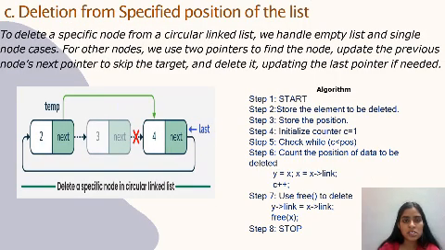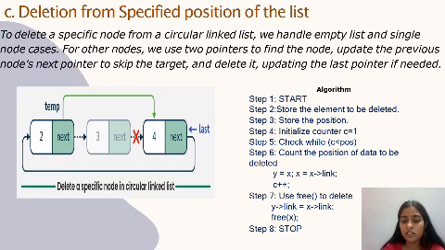Deletion from specified position of the list. To delete a specific node from a circular linked list, we handle empty list and single node cases. So for that, algorithm. Step 1, start. Step 2, store the element to be deleted. Step 3, store the position. Step 4, initialize counter c is equal to 1.